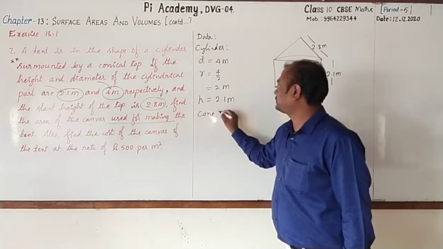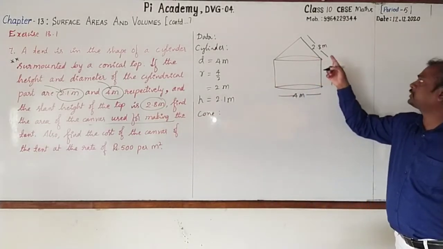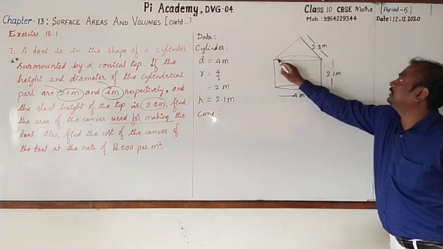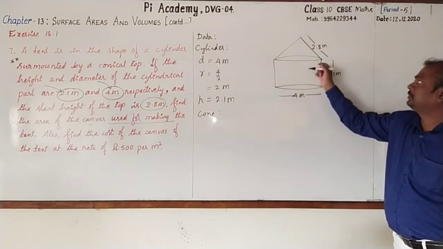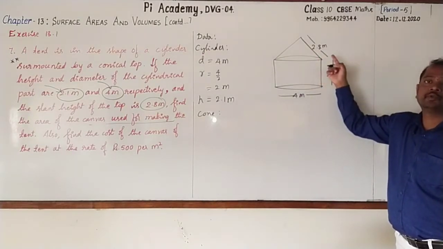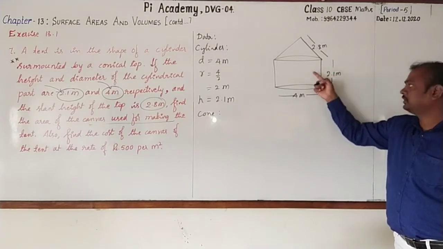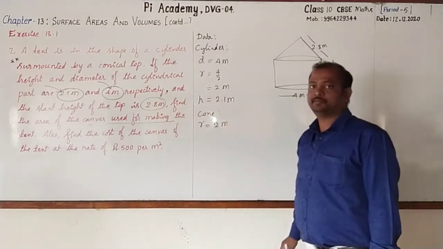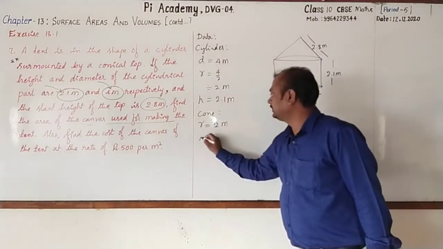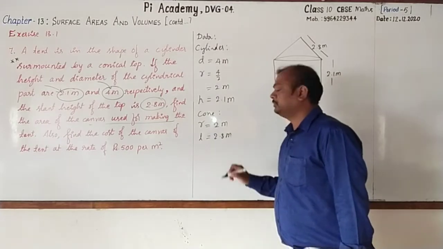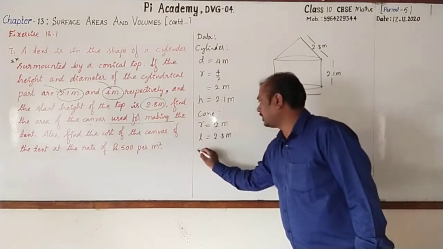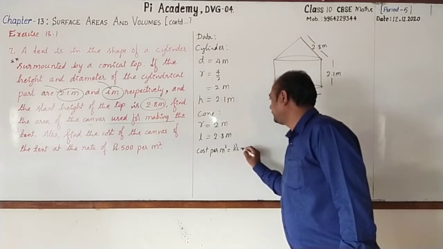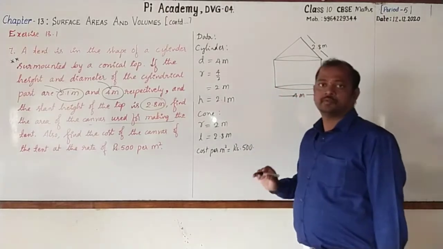Next, with respect to the cone, what has been given? Is it only slant height? No. Along with that, even the diameter has been given, because the diameter of the cone and the diameter of the cylinder are both same. Hence I write the same radius, r equal to 2 meter. Slant height, L is equal to 2.8 meter. Then cost of canvas per meter square is rupees 500. Followed?